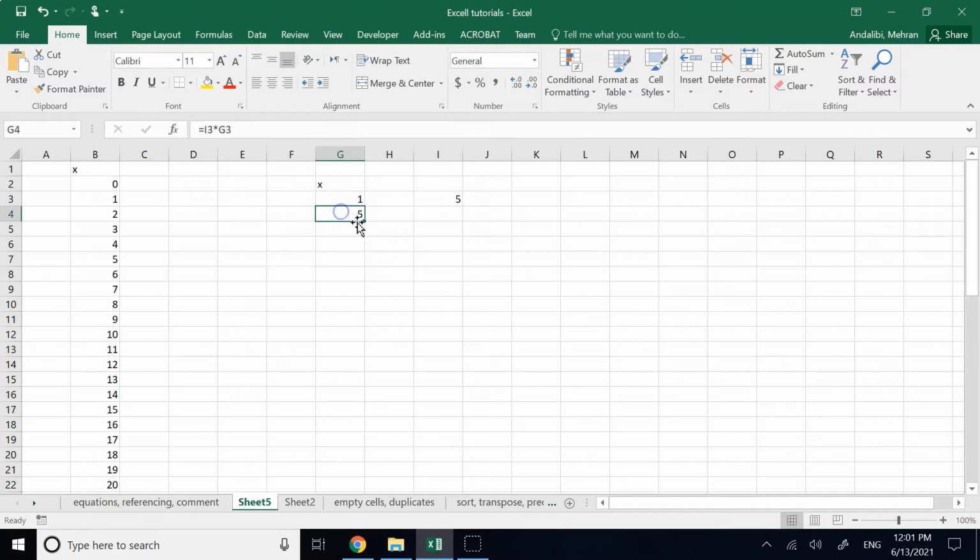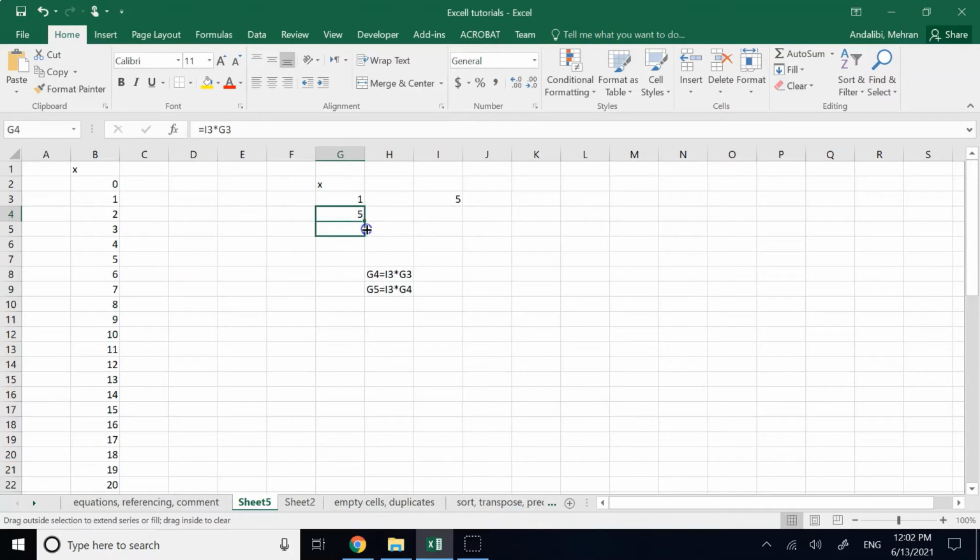But look what happens when I try to extend it to the bottom one. What do you expect to happen? So here what I had was, again, G4 was I3 times G3. So I expect when I go down by 1 cell, it becomes G5 equals I3 times G4. But it doesn't, because both of these 3's, their index will be updated. The row position will be updated.